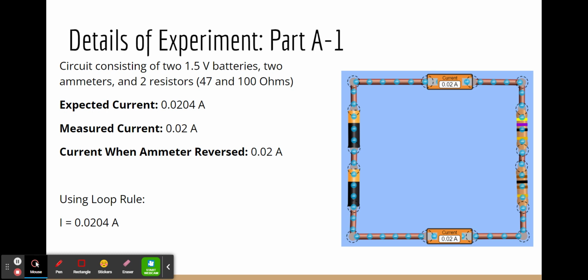For the details of part A1, the circuit consisted of two 1.5 volt batteries, two ammeters, and two resistors, and this was the expected current. This was the measured current. It doesn't go out that far to the 10,000th value, so that was the discrepancy.